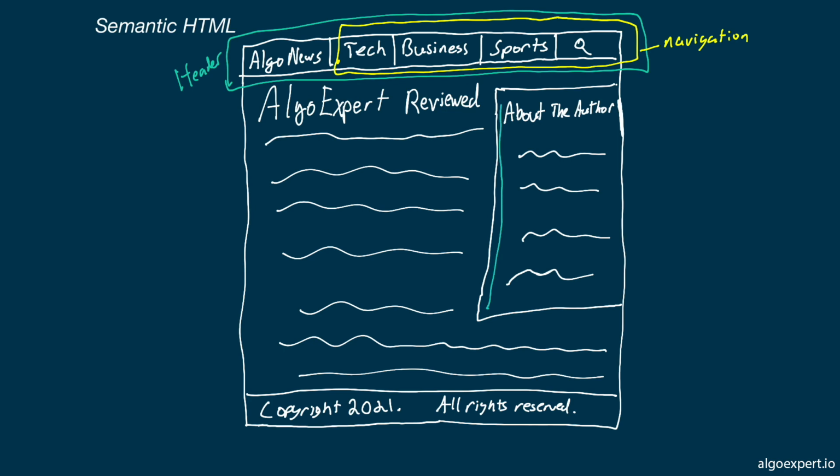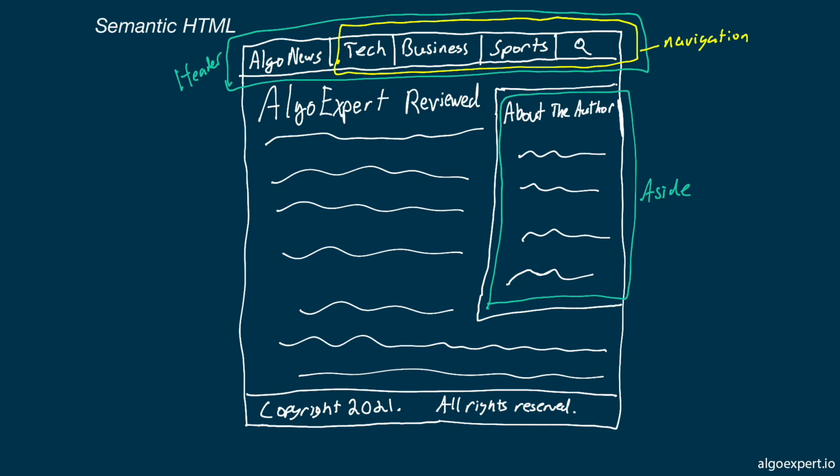Next, we have this about the author section. And this is sort of a side content, because we could take this content out of the document and it would still make sense. You could still read this review of Algo Expert without knowing who the author is. It's nice to know who the author is to see if it's something you can trust, but it's not necessarily information that you need to be able to read this article.